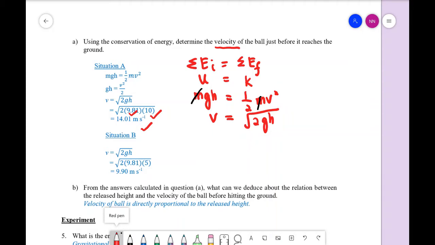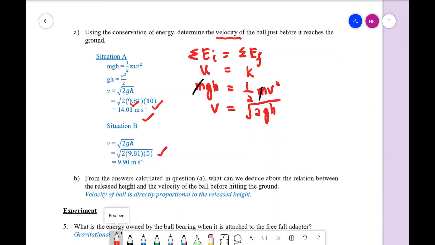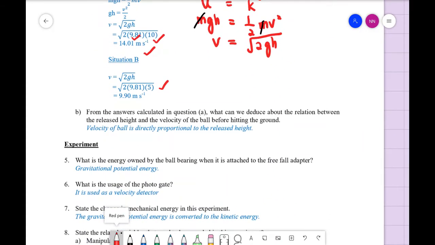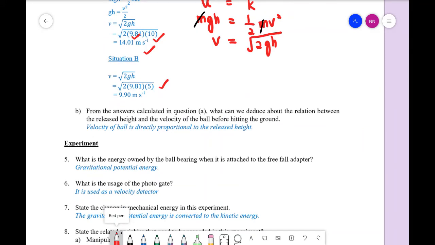And then for situation B, it is the same concept, but for situation B, it is at height 5 meter. So just substitute h 5 meter. Then you can determine the velocity before it reached the ground. Okay, it is 9.9 meter per second.